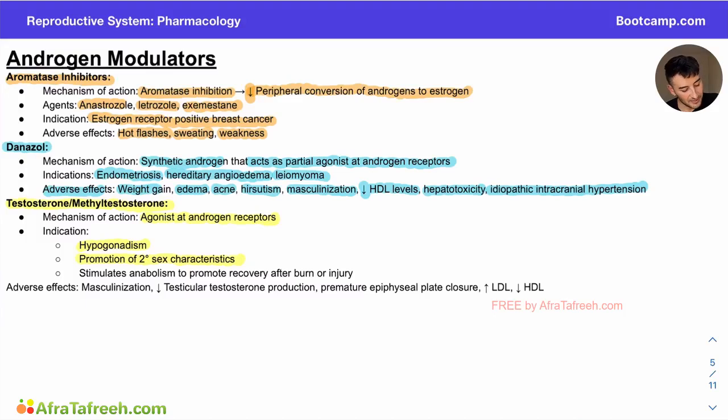And then it's also going to be able to stimulate anabolism. We think of anabolic steroids as making people really buff and growing a lot of muscle. This is what testosterone is great at, and it can also help promote recovery after burn injury.